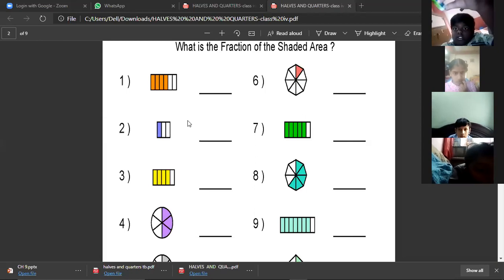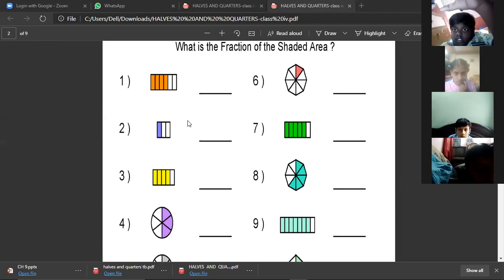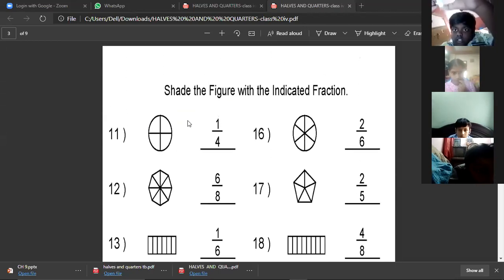This worksheet I am going to share with you. Okay, here colored and you have to give the answer. Here the fraction is given, you have to color according to that. Shade the figure with the indicated fraction. 1 by 4 is a fraction. It means out of 4 parts you have to color one part.